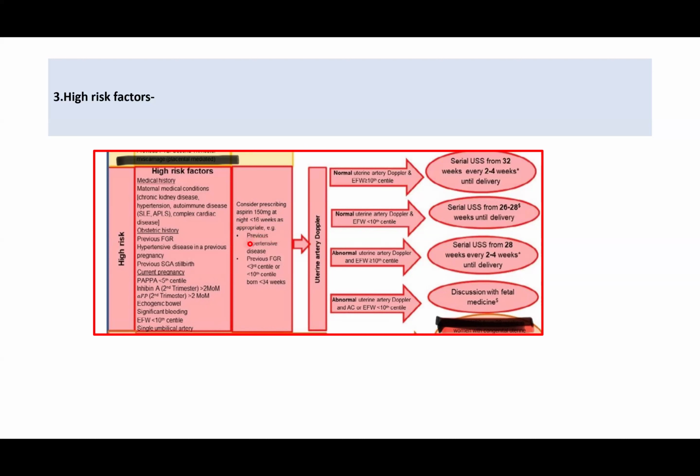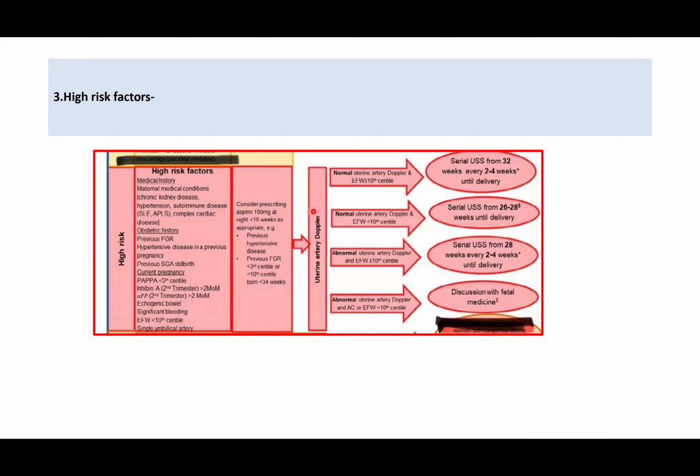And more so in women with previous hypertensive disease, or previous FGR where the centile was less than 3rd centile, or the fetal size was less than 10th centile and the baby was born at less than 34 weeks. So these are all indicators of placental dysfunction. So we have to offer aspirin.